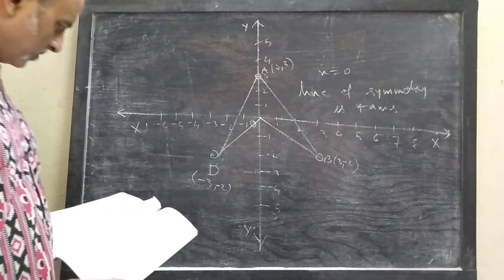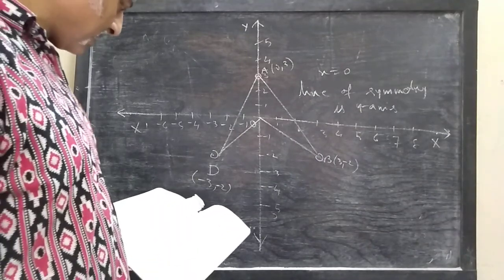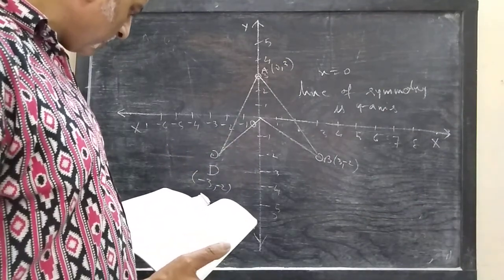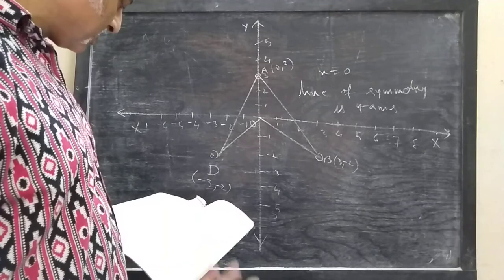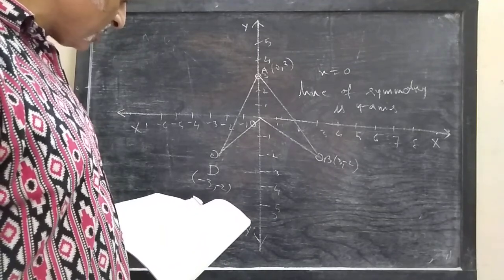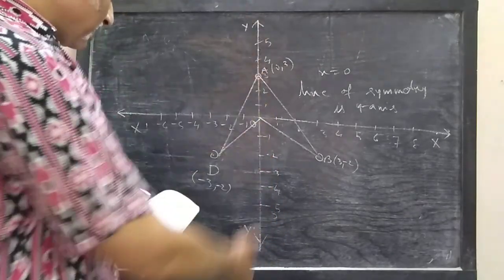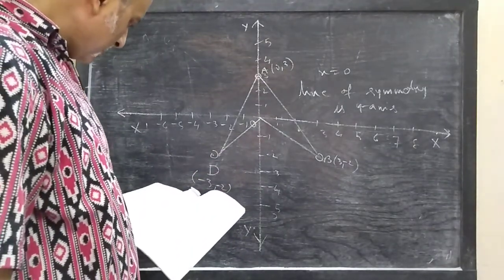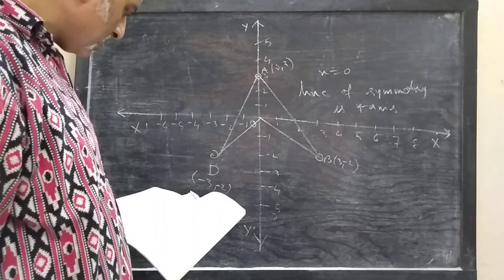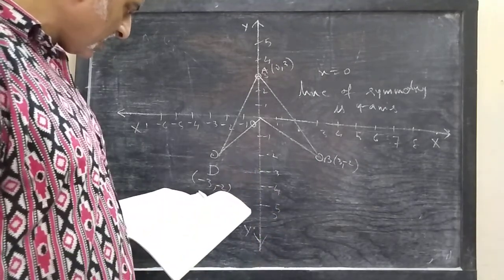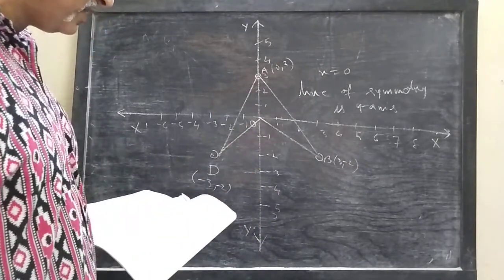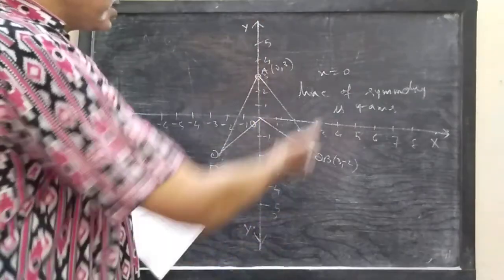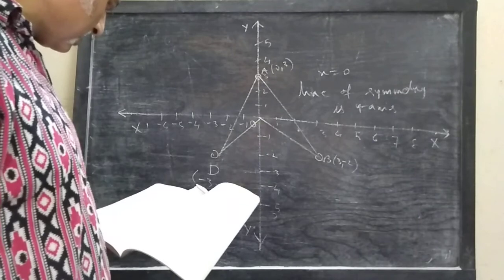Now look, first they asked to plot the triangle ABO. We have plotted the triangle. Then they asked to plot the point D, which is the image of B after reflection in the y-axis. We plot D. Then they asked to name the geometrical figure ABOD. This is an arrowhead, and the line of symmetry is the y-axis and its equation is x equals 0. We have answered all the questions.